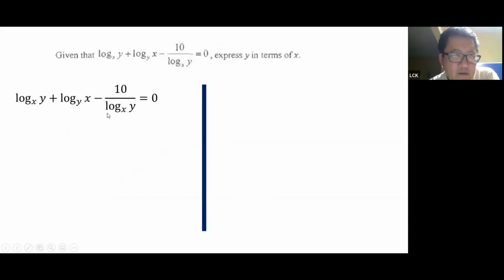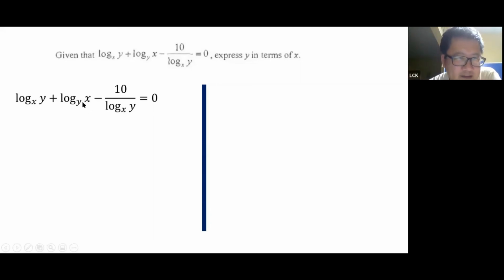Now, if you look at this whole thing, which is the odd one now? The odd one now is this one here. Here you have log base x, log base x. This one log base y. This is the odd one out. So we're going to make this conform to the rest.